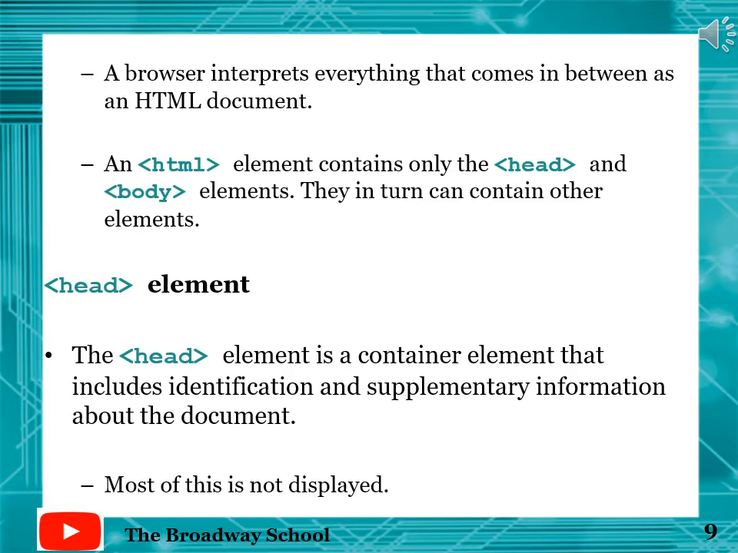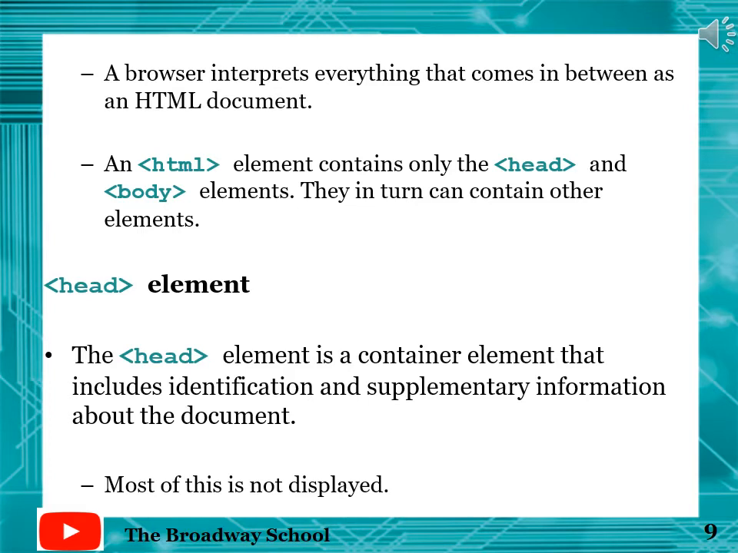An HTML element contains only the head and the body elements. They in turn can contain other elements. Basically, HTML has only two parts, the head and the body.